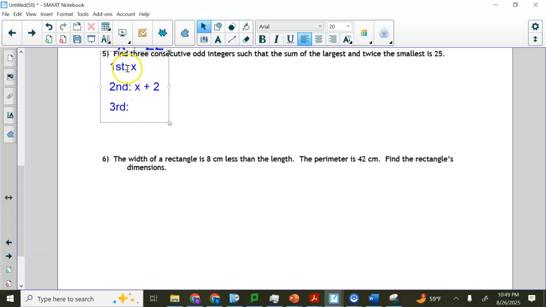And then again, imagine if that's 3, I want this one 2 odd numbers higher. So this would be x plus 4. So if that's 3 plus 4, that would be 5 and then 7.